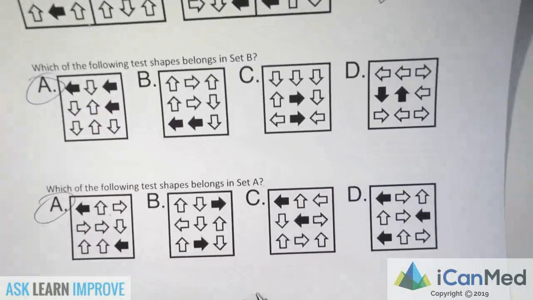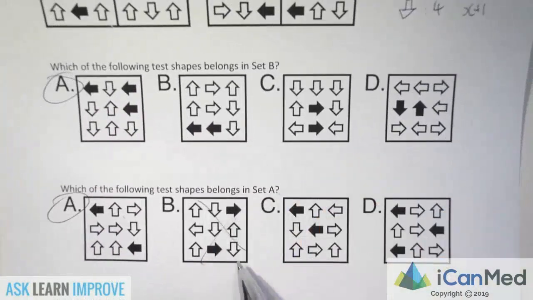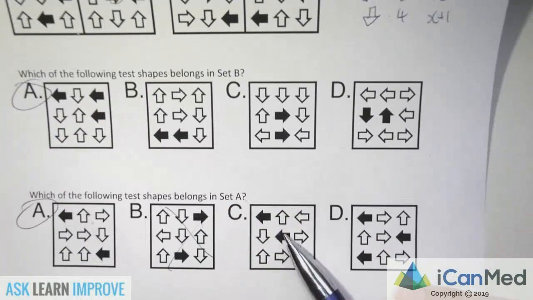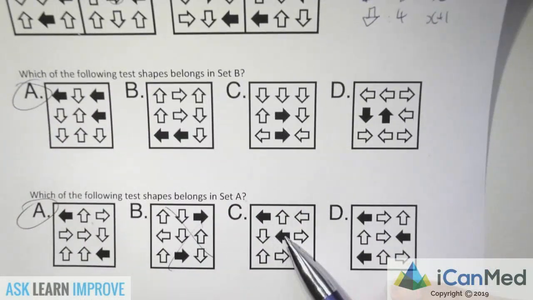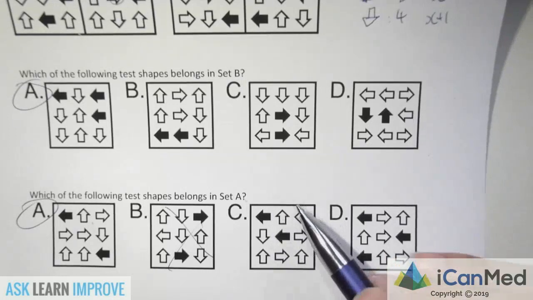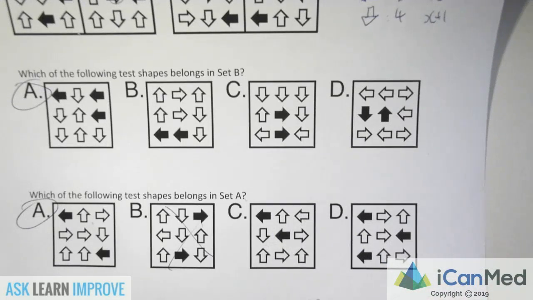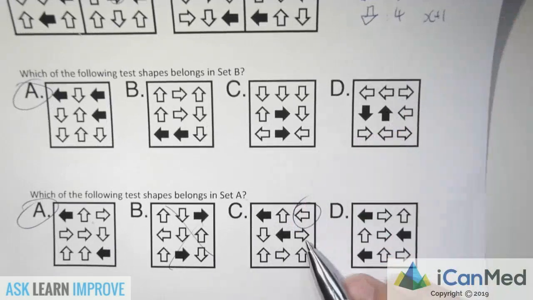Checking B. B is not an answer because the black arrows are facing to the right. C, checking that that's not our answer. There's 2 black arrows, so that means you should get 3 arrows that face up. 1, 2, 3. Yep, that's correct. And 2 arrows that face down. 1, 2. No, there's no 2 arrows that face down, so C is not our answer. Also, it's not our answer because that's not black.